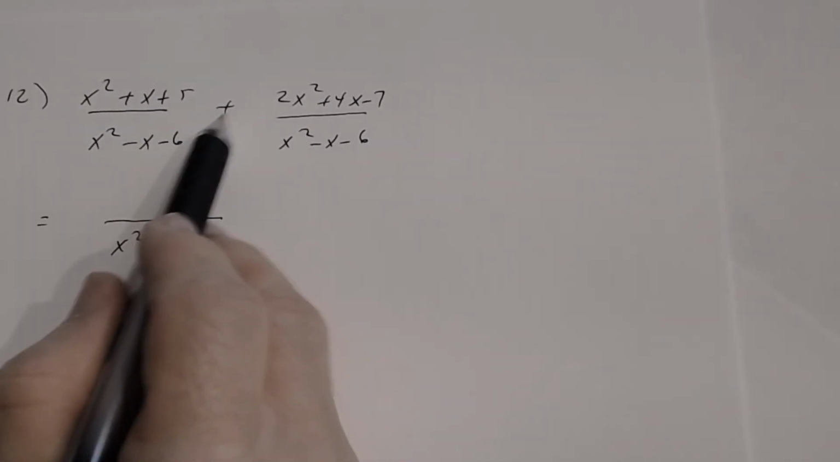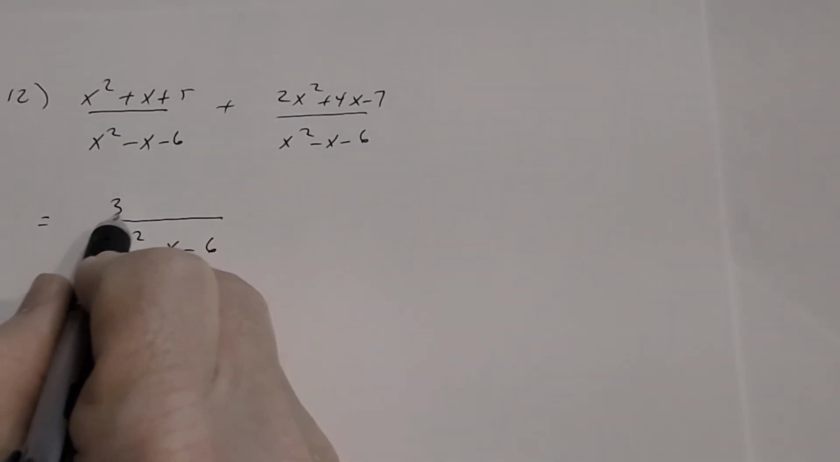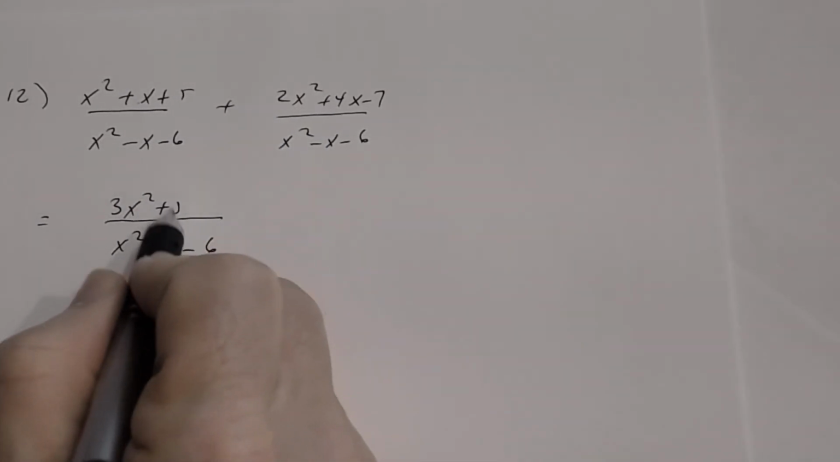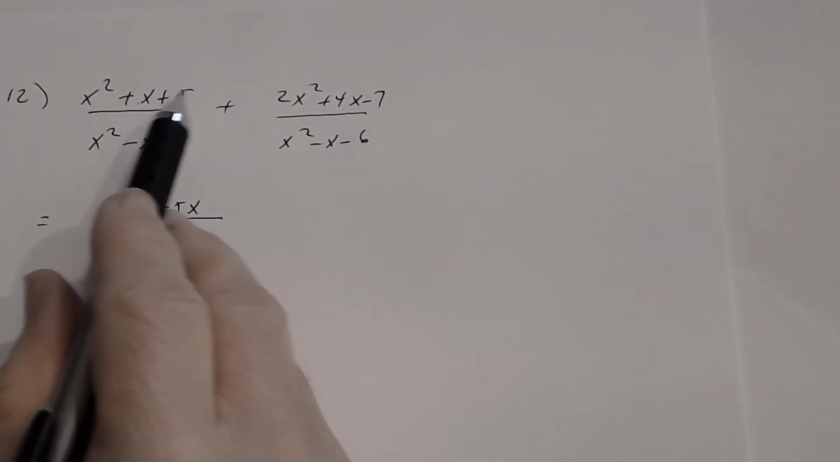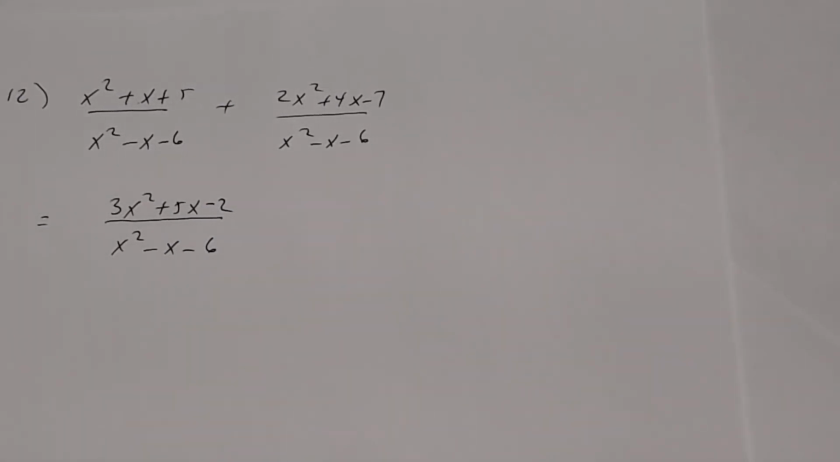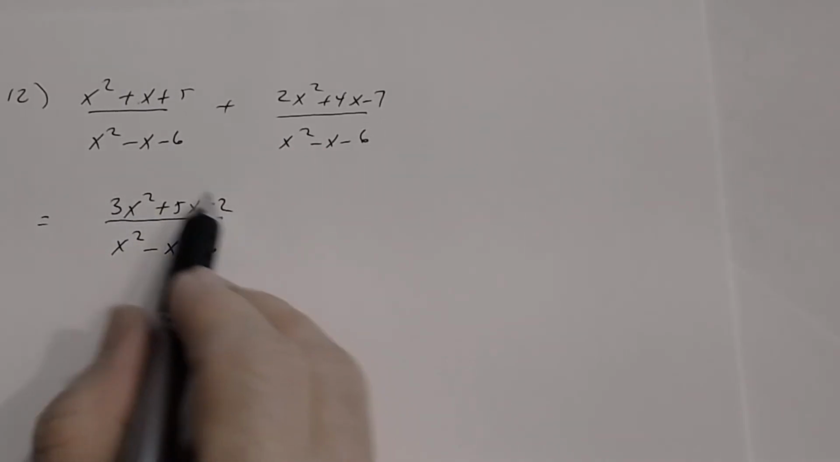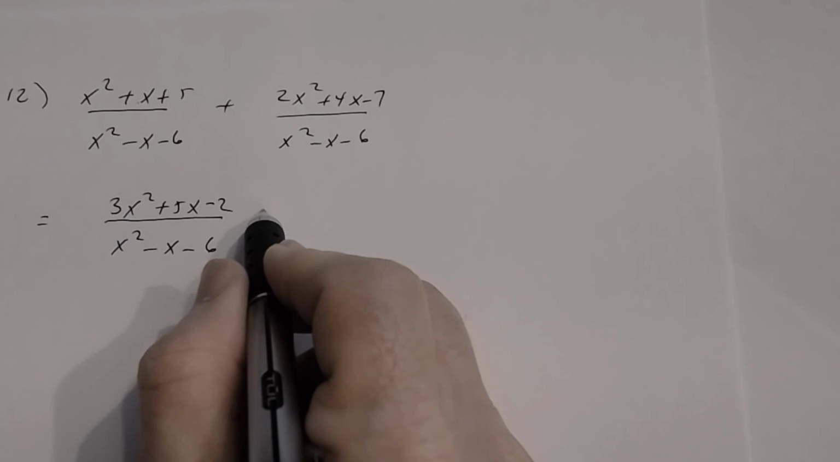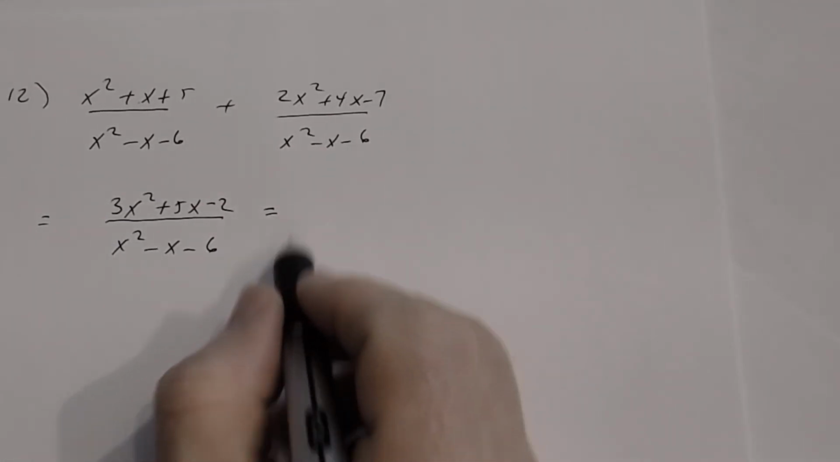All right, so in the numerators, let's combine like terms. x squared plus 2x squared is 3x squared. x plus 4x is 5x. And then 5 and a negative 7 is a negative 2. Okay, so I get that. All right, so now I need to simplify this rational expression. So to simplify this rational expression, I'm going to factor the numerator and the denominator.